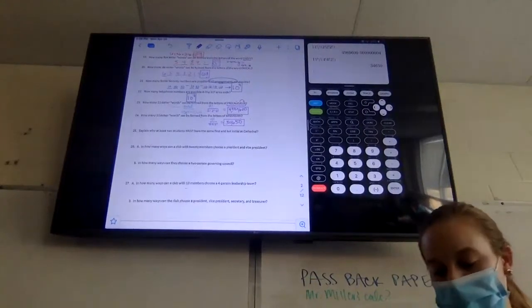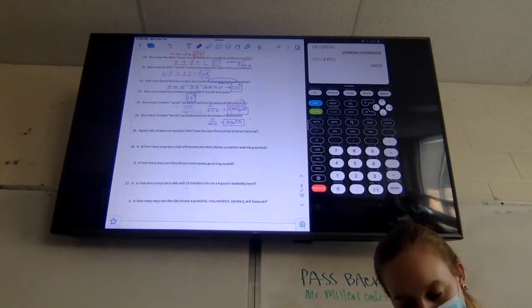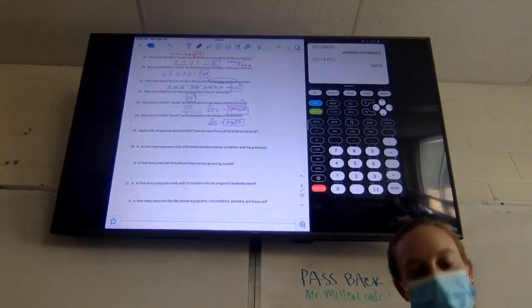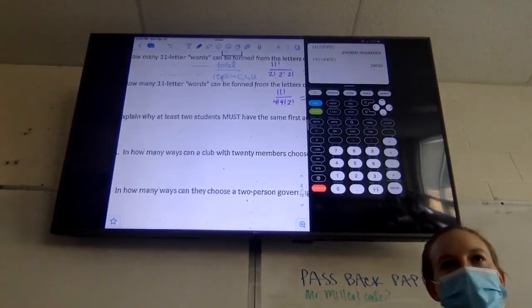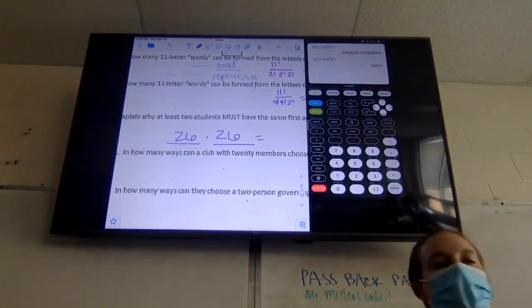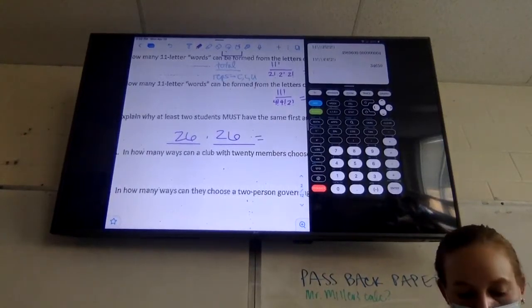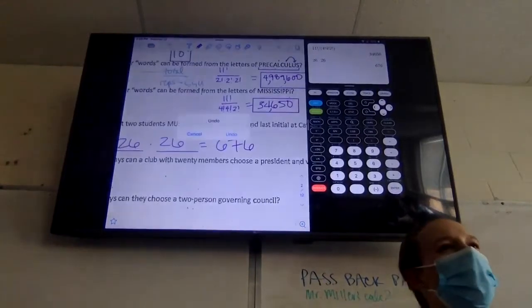Okay, number 2 is an interesting one. It says, explain why at least 2 students must have the same first and last initials at Cathedral. How many options do you have for your first initial? 26. How many options do you have for your second initial? 26. You could repeat, right? Some people have the same first and last initial. So I'm going to do 26 times 26, and I get 676. How many kids go to our school?